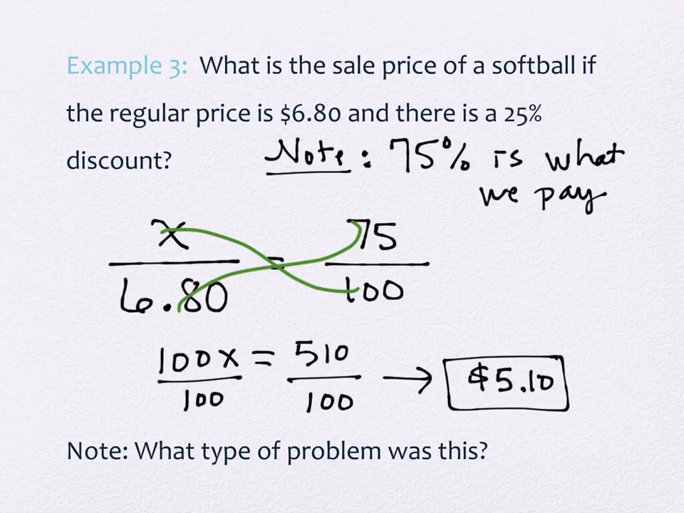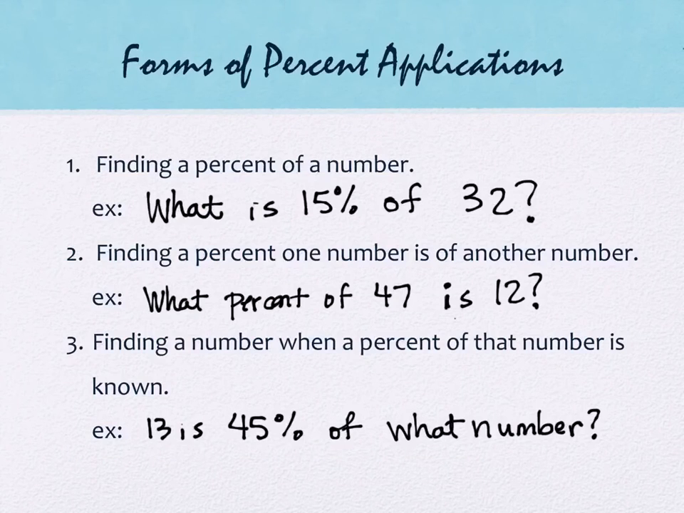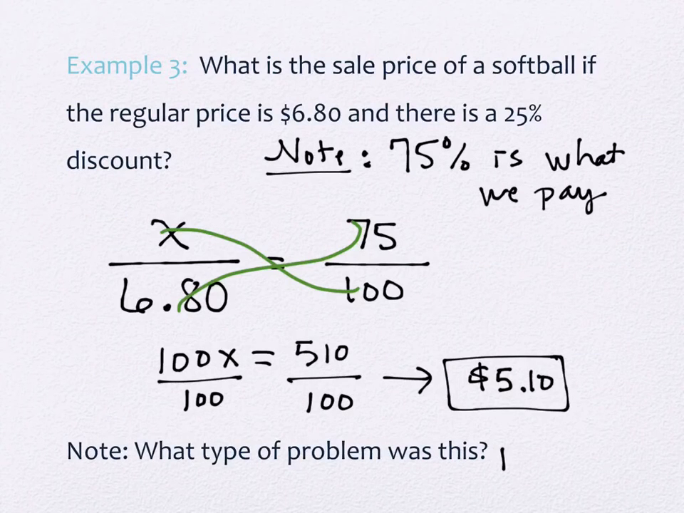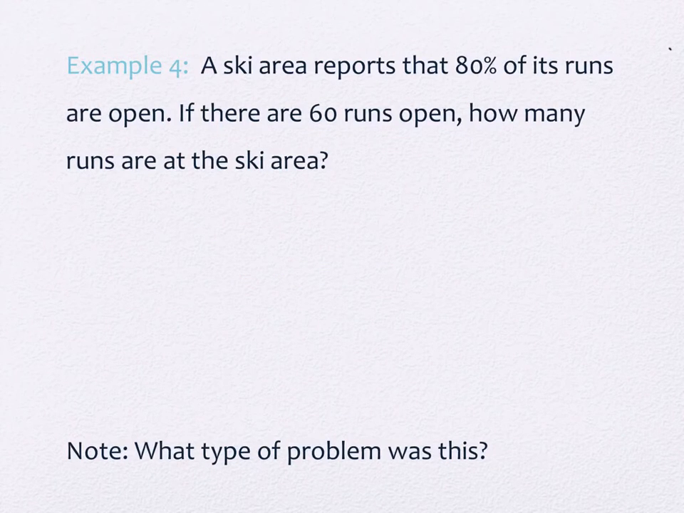All right, take a look back at the 3 forms. These were our 3 forms. Which type of problem is this? 1, 2, or 3? It is 1. Yeah, this is type number 1. We're finding a percent of a number. What is a percentage of a number that you've been given? All right, next one, a ski area.